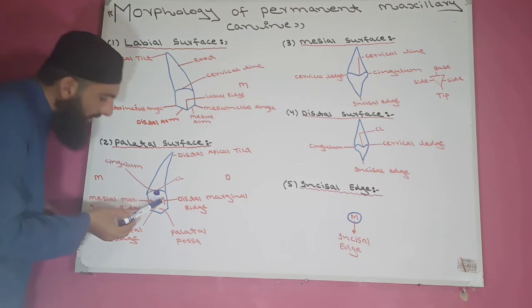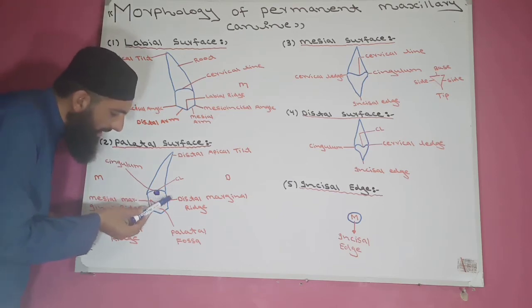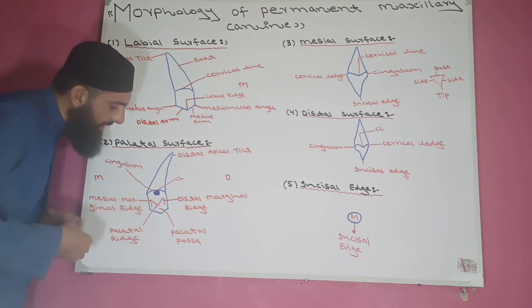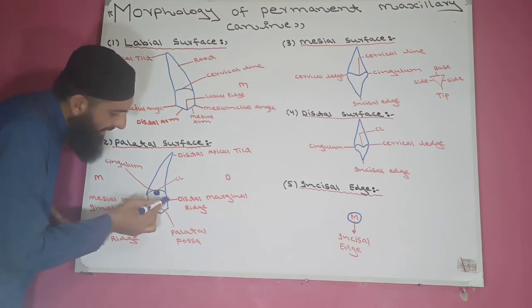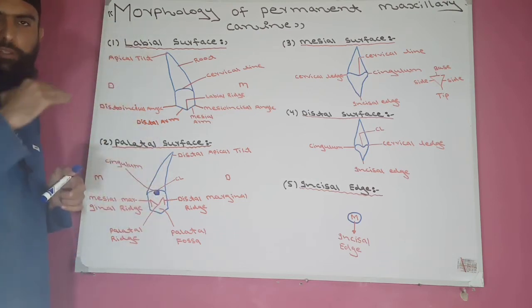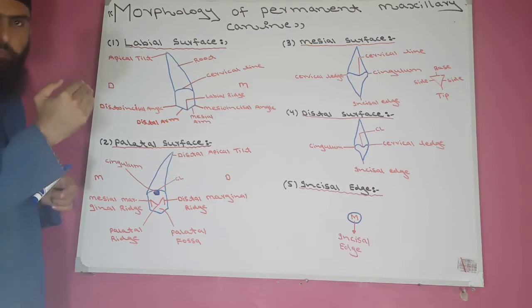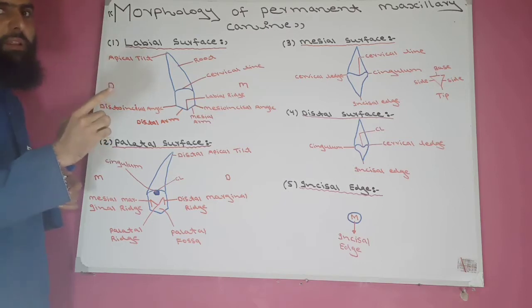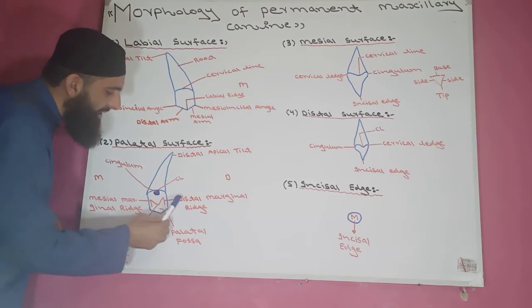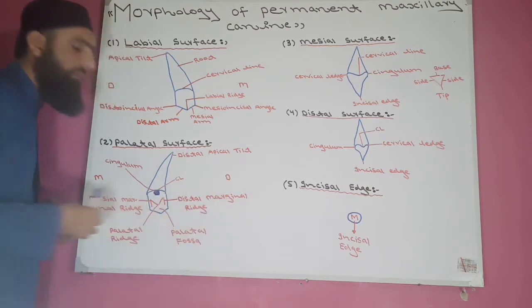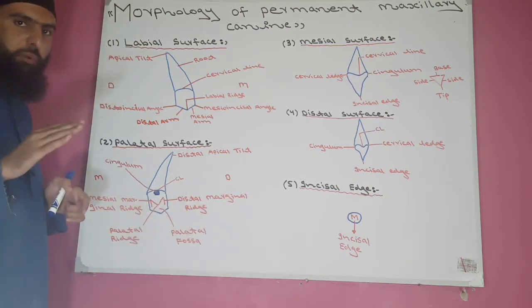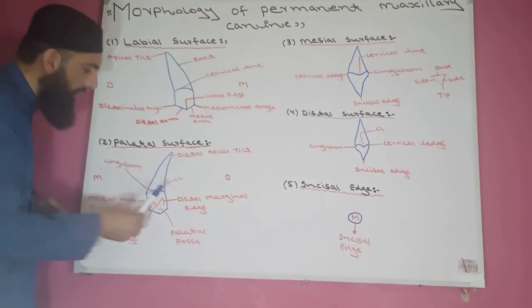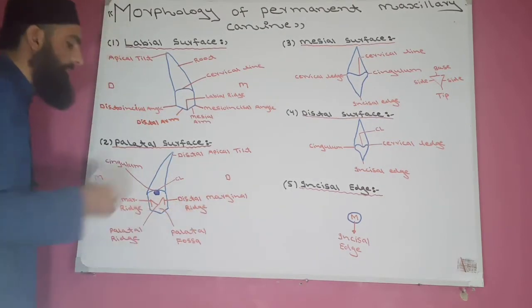Why? Because the ridge which is present on the distal surface is not present at the center of the distal surface, it is present on the margins of the distal surface, therefore known as the distal marginal ridge. The first important structure present on the palatal surface is the distal marginal ridge.